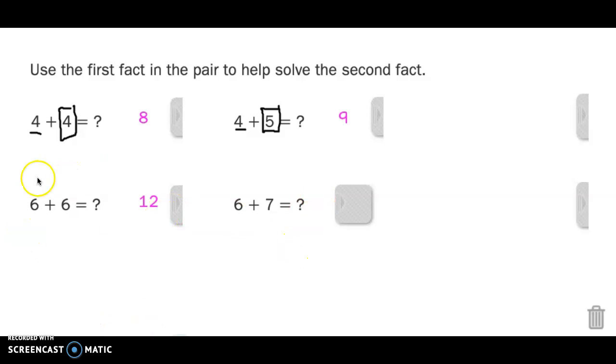Okay, how are we going to use 6 plus 6 to help us solve 6 plus 7? Well, again, I see that they both start with a 6. So they're adding the same one. Now let's look at the bottom one, or the second number. A 6 and a 7. How much more is 7 than 6? It's 1 more. So if I add 1 more to 12, my answer is 13. Great. You should have all of these written down. If you need to, put me on pause to copy this down and then unpause it to continue. We'll go to the next fact pairs.